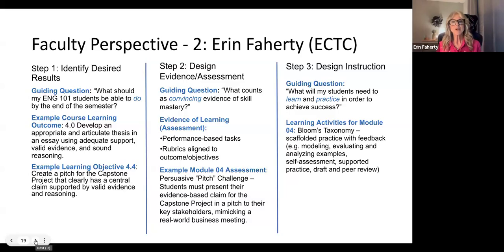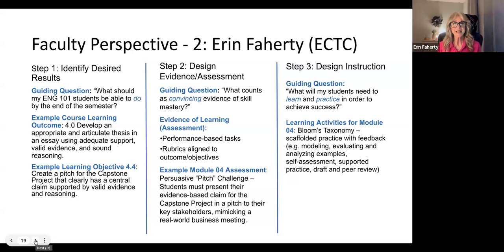And so once I have those learning outcomes and objectives really defined, then I have to ask myself, what serves as really convincing evidence that the skill has been mastered? And typically for me, that is some sort of performance-based assessment, say thesis development or argument analysis. Then it's designing rubrics that are specifically geared towards that outcome or that skill or that specific learning objective that you've come up with. And so the example here is an assessment that was intentionally designed around the objective that I mentioned in step 1.